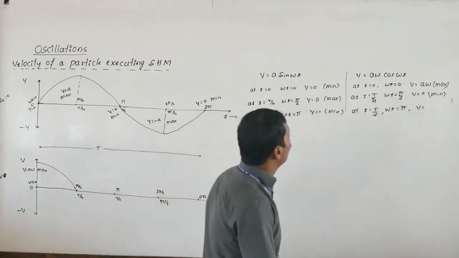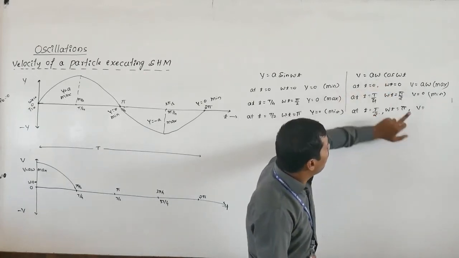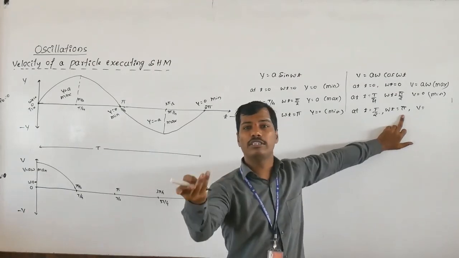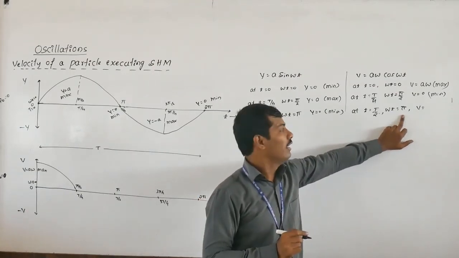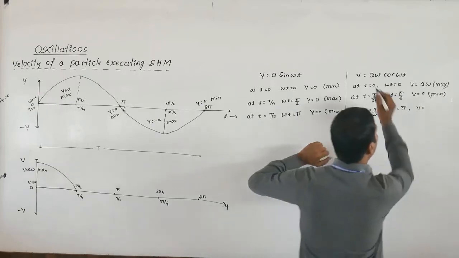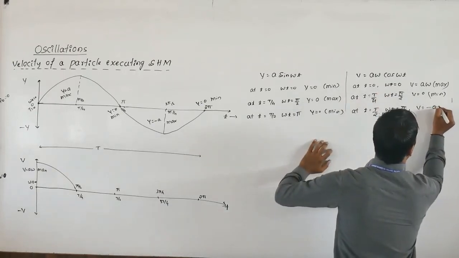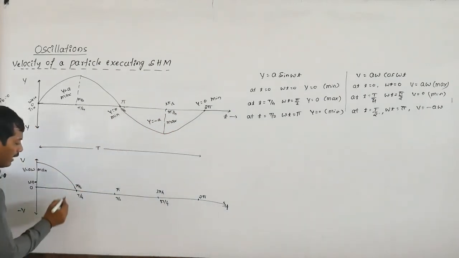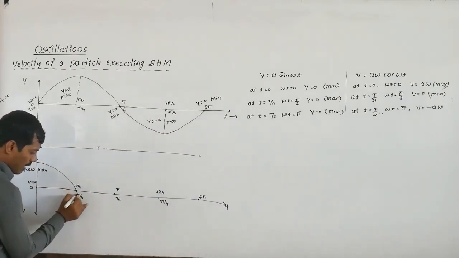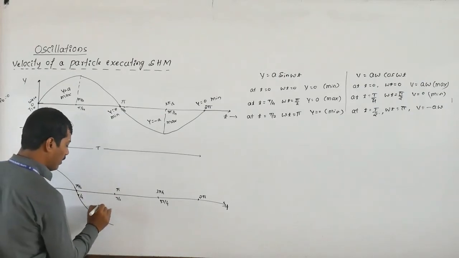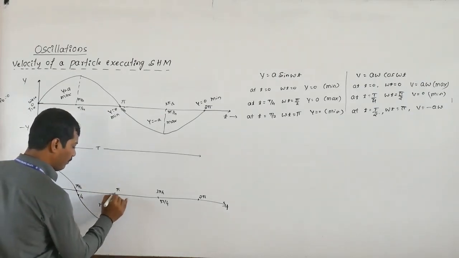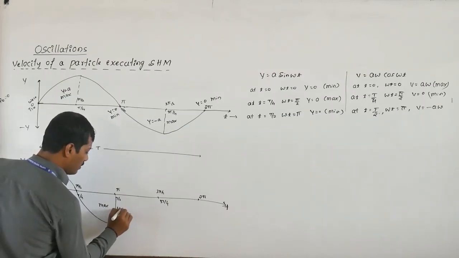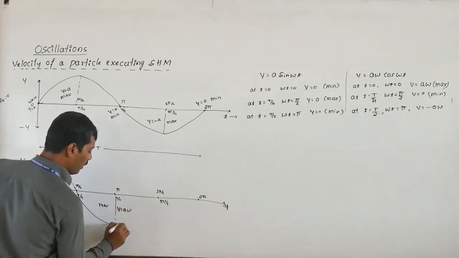And the velocity is what? At t by 2, omega t is pi, which is 180 degrees. In the second quadrant, cos is negative. So this becomes minus omega into A. Again it is maximum in the negative direction. Like this, it is considered a maximum, V is equal to A into omega in magnitude.